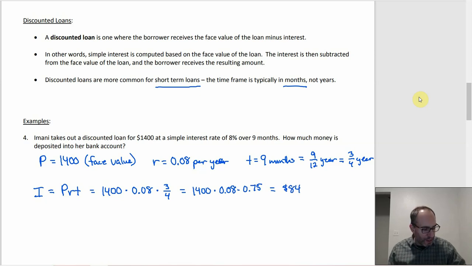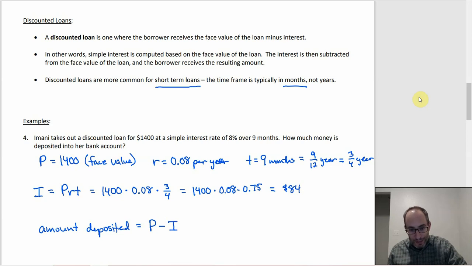So it's $84. So then the amount deposited is going to be the face value, the thing that we're labeling as the principal here, the amount that you start off with, minus the interest. So here that's going to be 1,400 minus 84, which would be 1,316. So that's what it's going to be here.